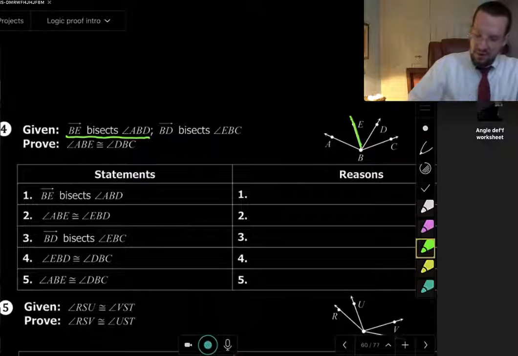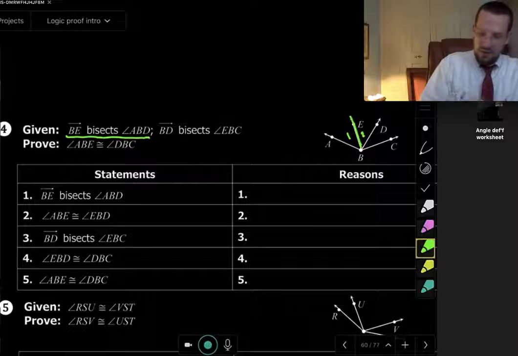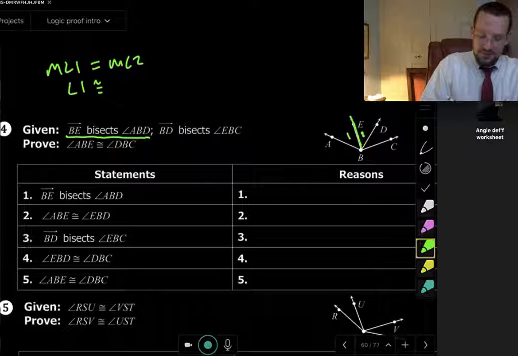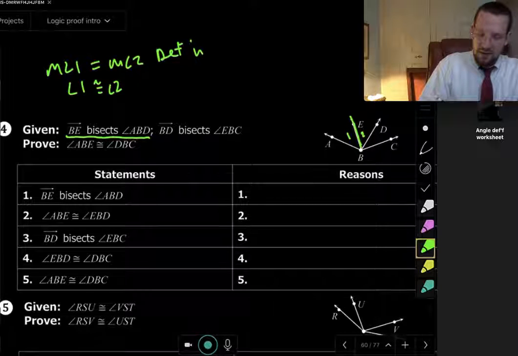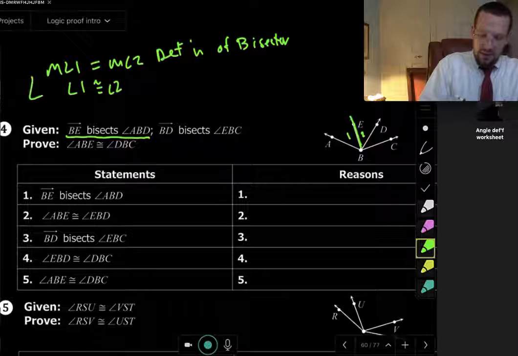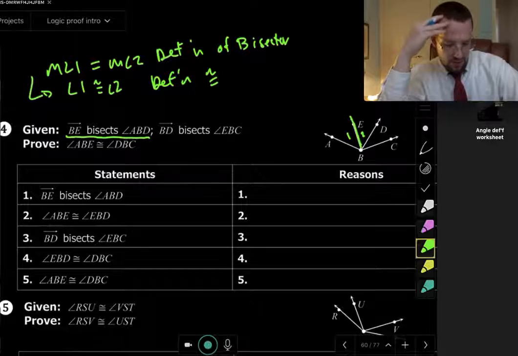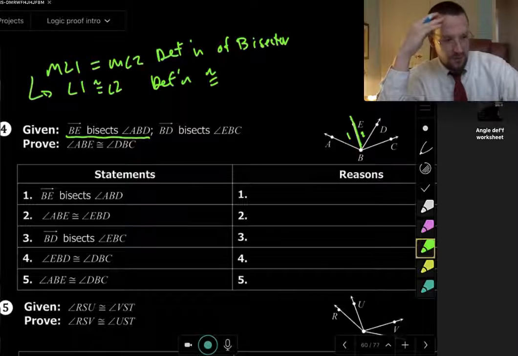So what do I know? I'm just going to label this 1 and 2. So I know that the measure of angle 1 is going to be equal to the measure of angle 2. And these are also going to be congruent. So this is the definition of a bisector. The bisector is making these two angles the same. And then how I'm going from here to here, this is the definition of congruence. Okay, that is the bisector, definition of bisector.